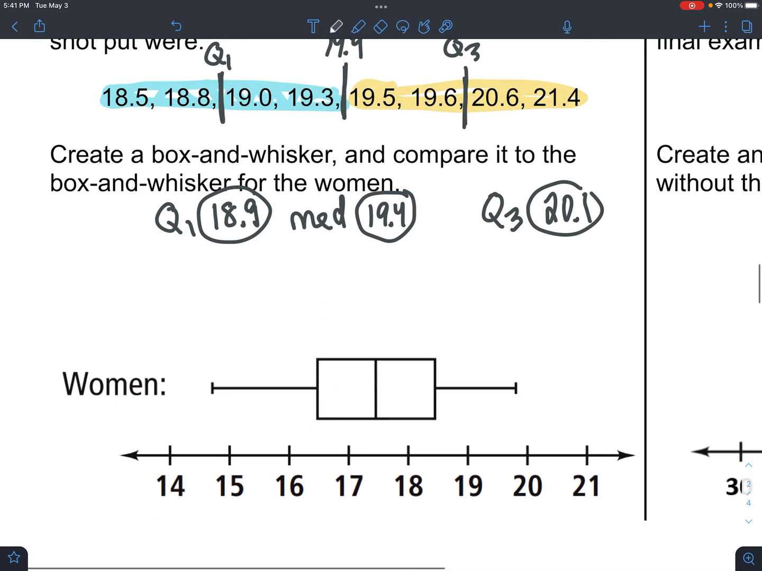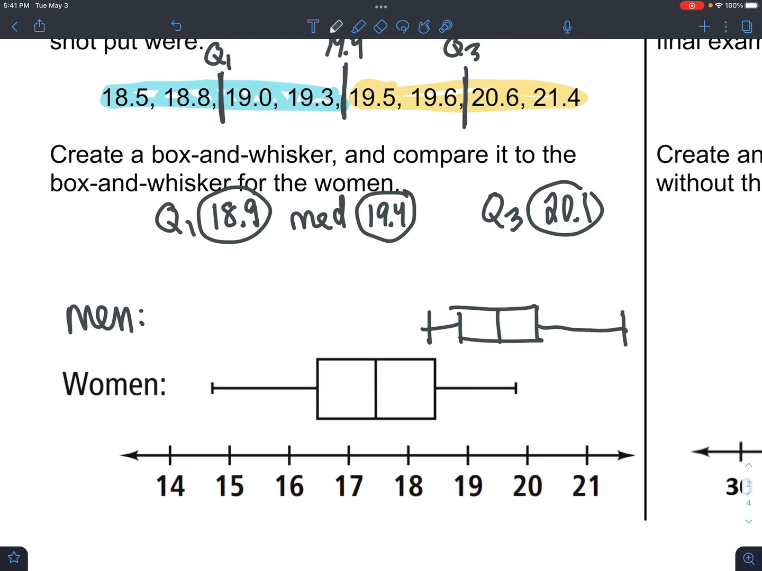Anyhow, so let's put this on this graph together. We're going to put men right here. We got the median, which is around here, and then 20.1 is around here. We also have the min and max. The max is a little further out, but you could also call it a box plot. That's the box plot for men. So there's a lot of things you could notice.